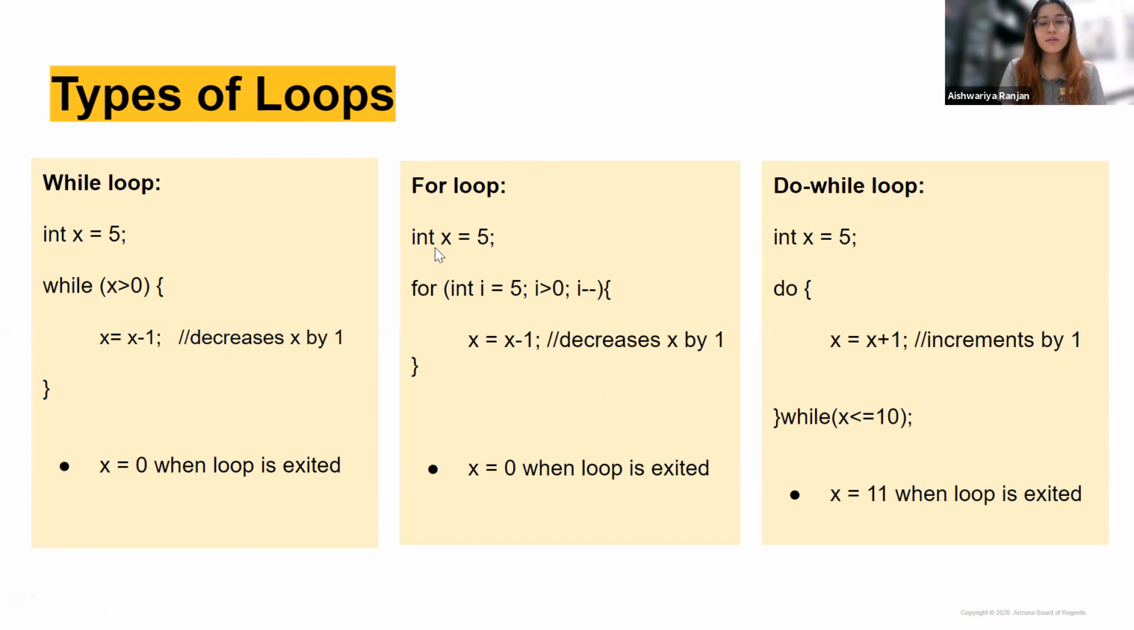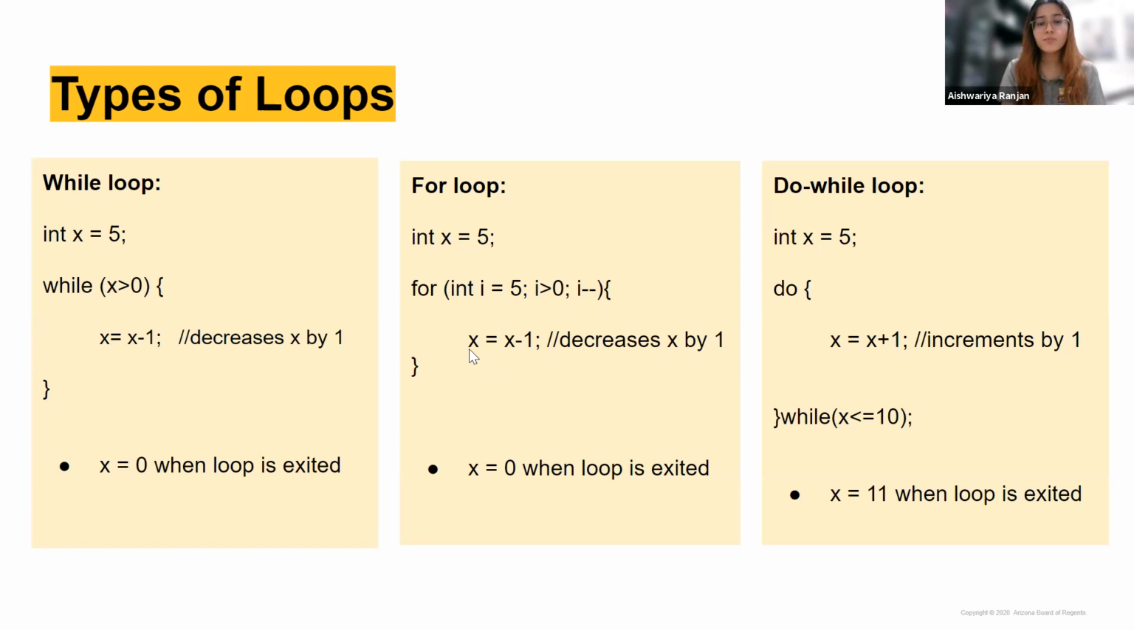Now for the for loop, again, we start with int x equals 5. In the for loop, this is the initialization. So we're initializing the for loop with int i equals 5. This is the condition we're checking. So we'll keep doing this loop for all i greater than 0, starting from 5. And then after each iteration of the loop, we decrease i by 1. So x is 5. We go into the loop. We start off with i equals 5.